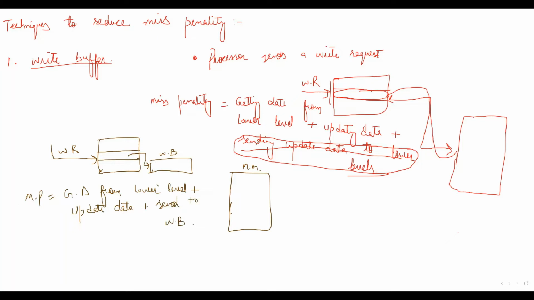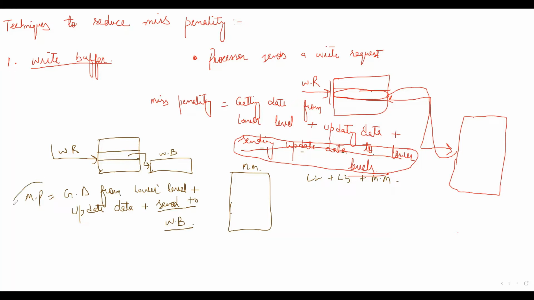Okay. Here it was send update data to lower levels. The lower levels can be L2 cache, then L3 cache, then main memory. So L2 plus L3 plus main memory. However, here it is only send to write buffer. Then start your own job.